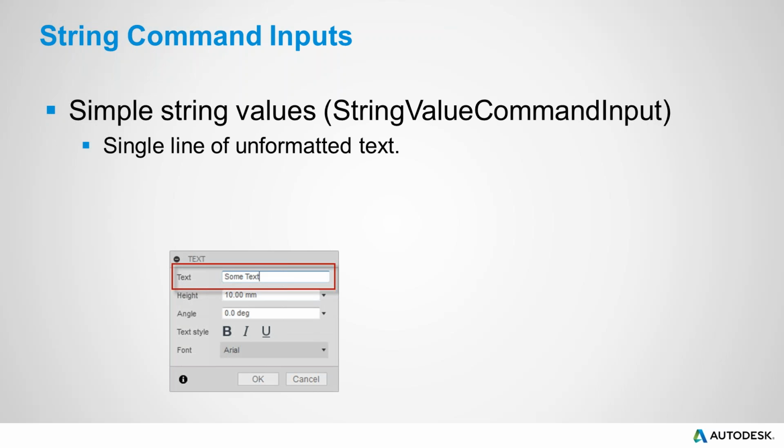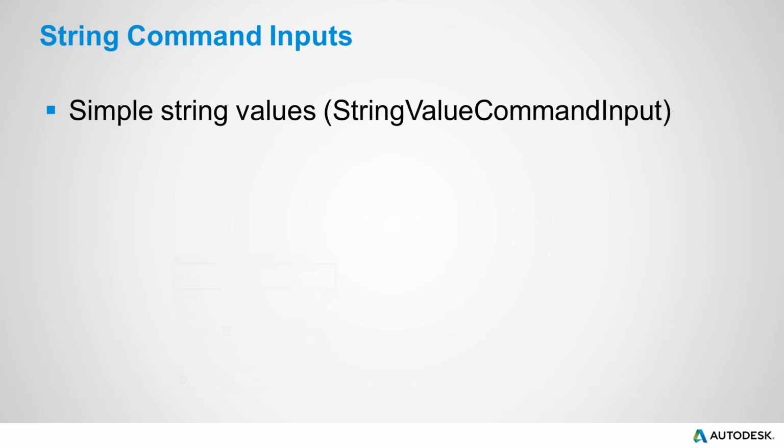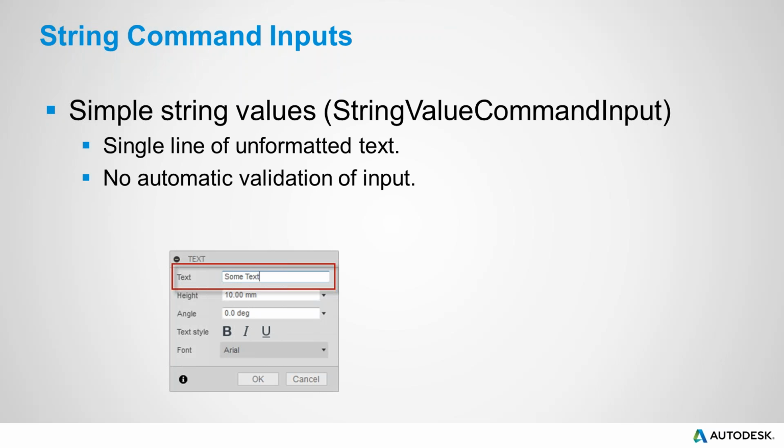Here's an example of where Fusion uses this: in creating text in a sketch. It's unformatted. It's just getting whatever the user types in. And there's no validation of the input that Fusion's doing automatically. You can react to the validation event that's fired, and maybe you're looking for a certain kind of text in there, so you could validate it yourself, but Fusion isn't doing any validation. Whatever the user enters is okay with Fusion.